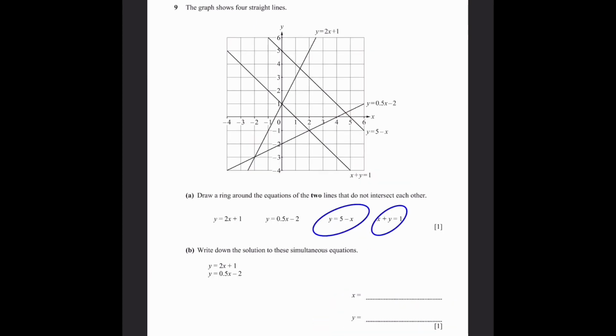B. Write down the solution to these simultaneous equations. Y equals 2x plus 1, y equals 0.5x minus 2. Let's see where these 2 lines are. The intersection is over here where x is minus 2 and y is minus 3. And that's the answer. X equals minus 2, y equals minus 3.